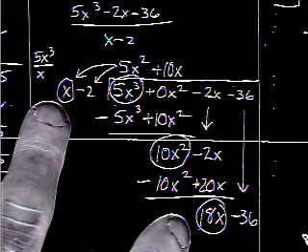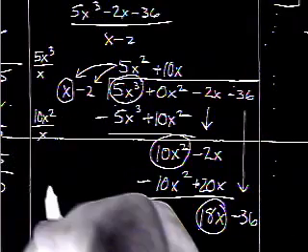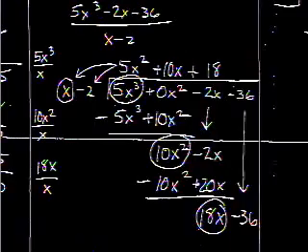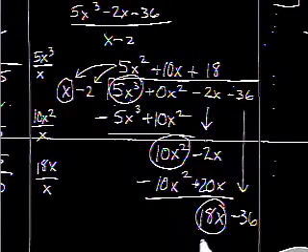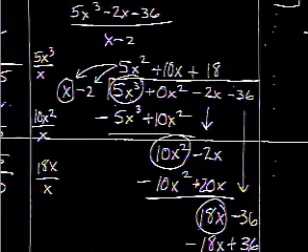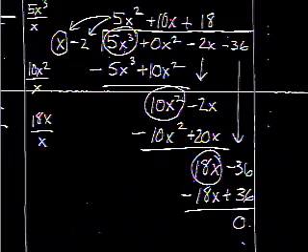First divided by first gives me positive 18, which gives me 18x minus 36. Distribute the negative 1 and add. We end up with 0.